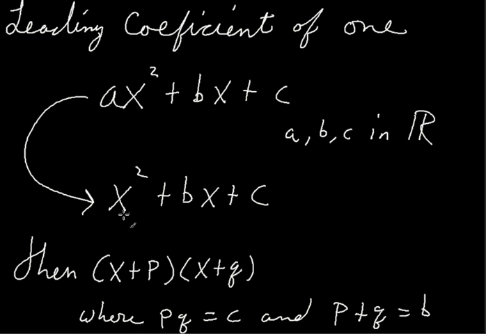If you have a problem in this form, then you can use the leading coefficient of 1 technique. You can break it up as x plus p times x plus q, where p times q equals this c here, and p plus q equals b. So we have to think of numbers that multiply to c and add to b. Okay, let's look at some examples. It'll seem easier after we do some examples.